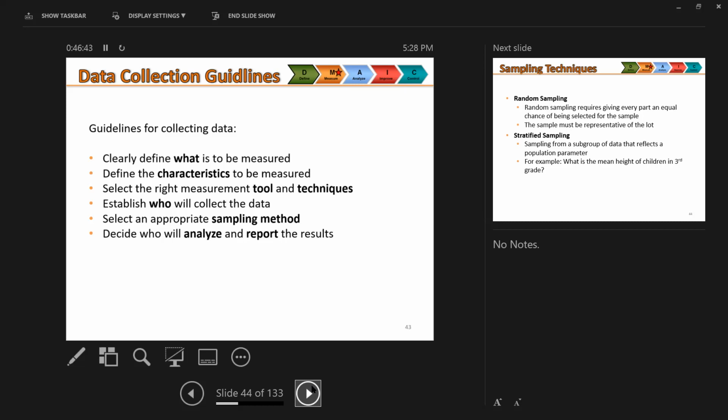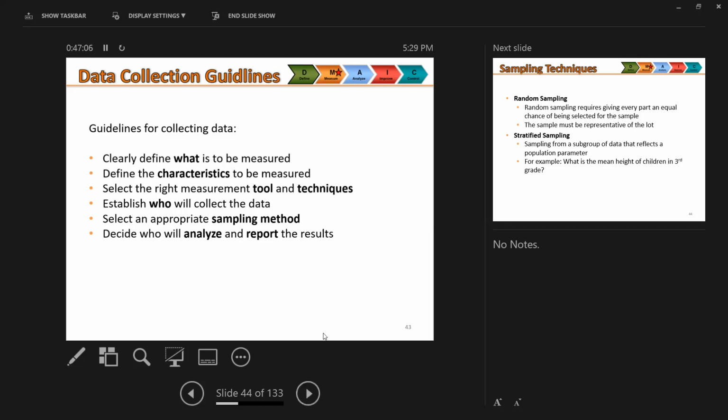So here are the guidelines in collecting data. We want to clearly define first what we're going to measure. We're going to define the characteristics we're going to measure. We're going to select the right measurement tool and techniques. We're going to establish who's going to collect the data. We're going to select an appropriate sampling method and decide who will analyze and report the results. So those are kind of the steps.